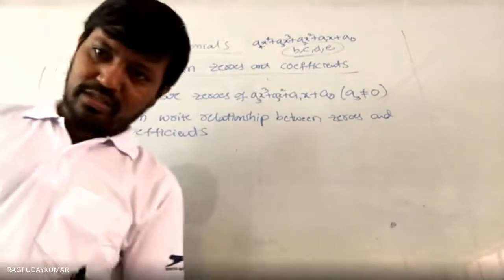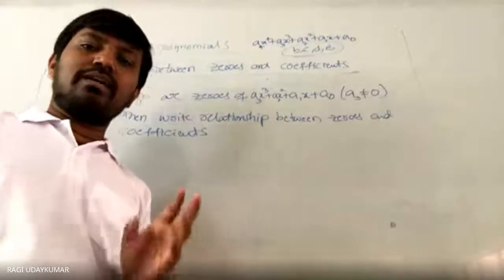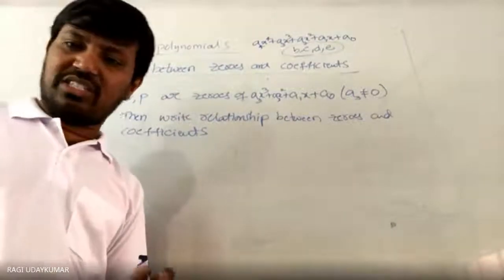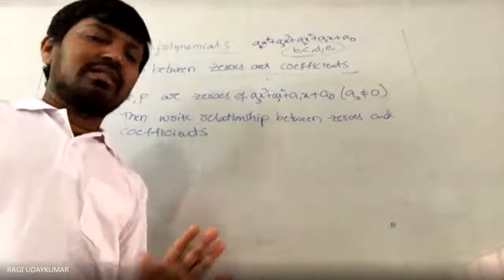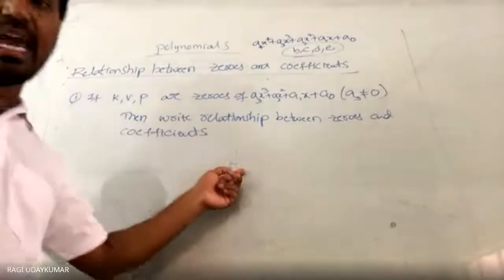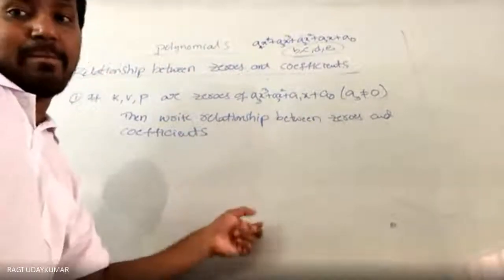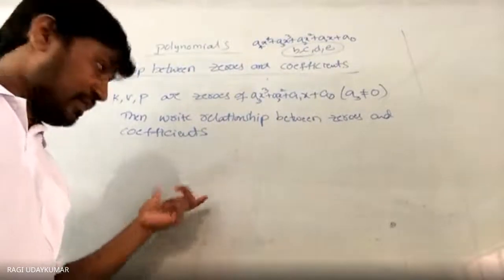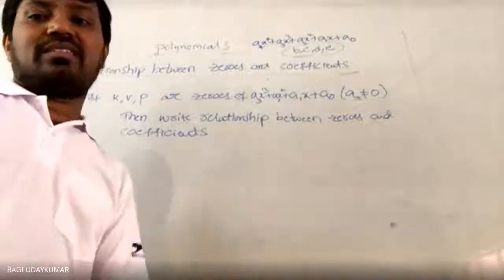So can you do it? I think you can do it. Yes, sir. This is a simple question I have posted to you, and you try this at home, only one question. Sum of the zeros, I am explaining orally, means K plus V plus P. And the second one is KV plus KP plus VP, and the other one is K into V into P.